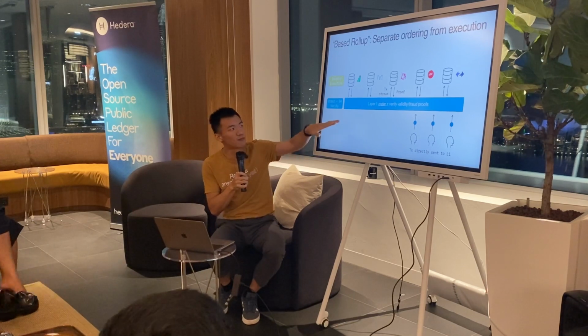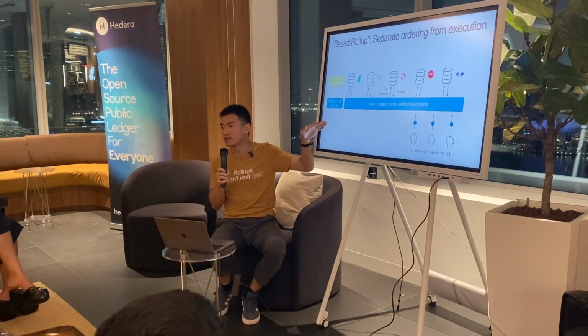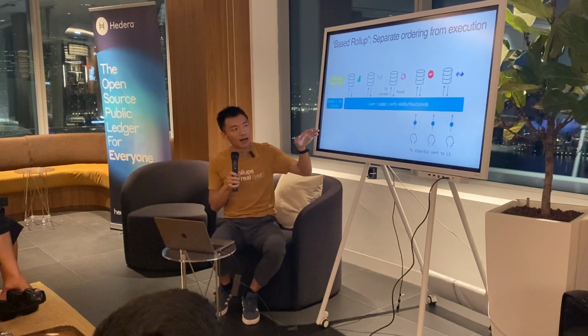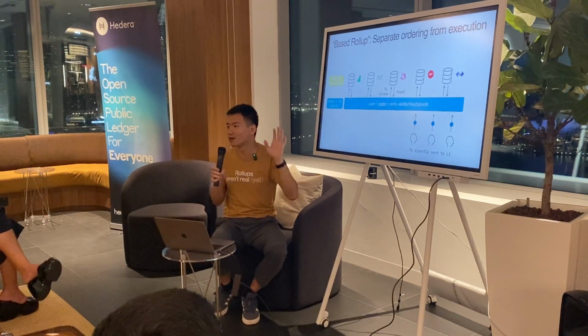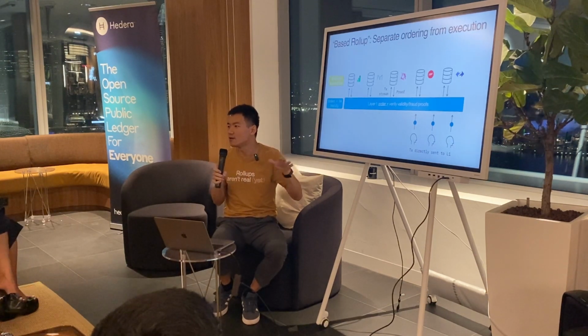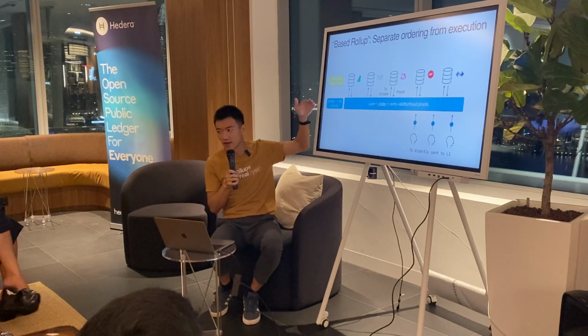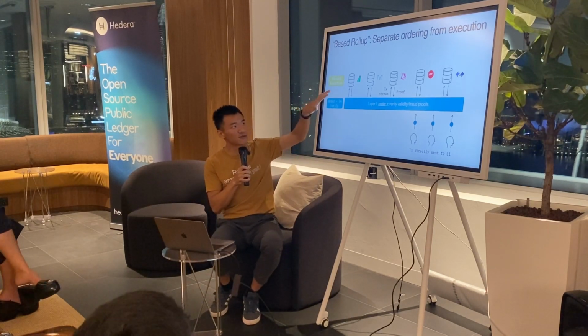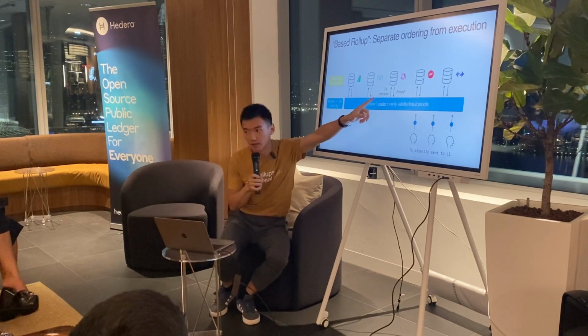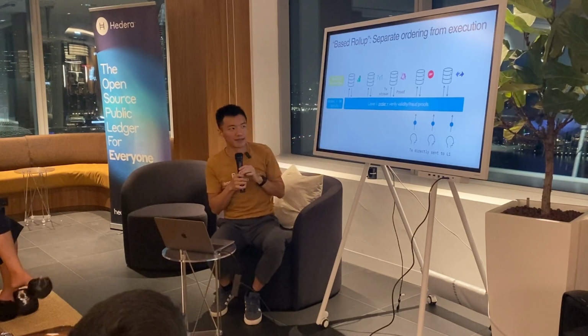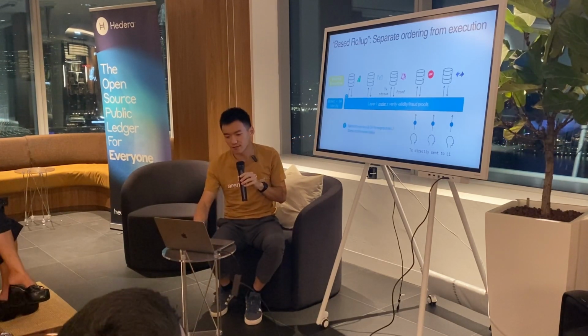Layer one will only do the ordering and the DA, making sure the data is there, but it will not do the execution, because the whole point of rollups is to horizontally scale by pushing execution off to more powerful nodes off chain. So the execution will still be off chain, but they will still post the proofs on layer one. So that's what a base rollup is.